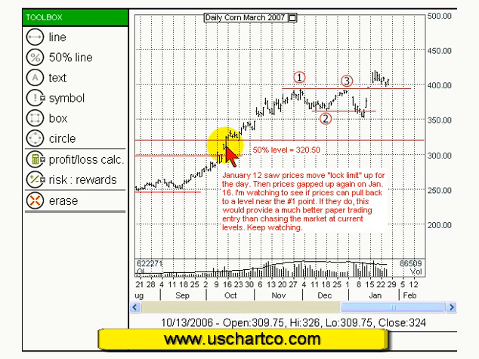The 50% level will act as support and resistance as well. And so we had the markets poke above the 50% level here, drop back, and then just rallied right off of that to go up here and form this number 1 point.